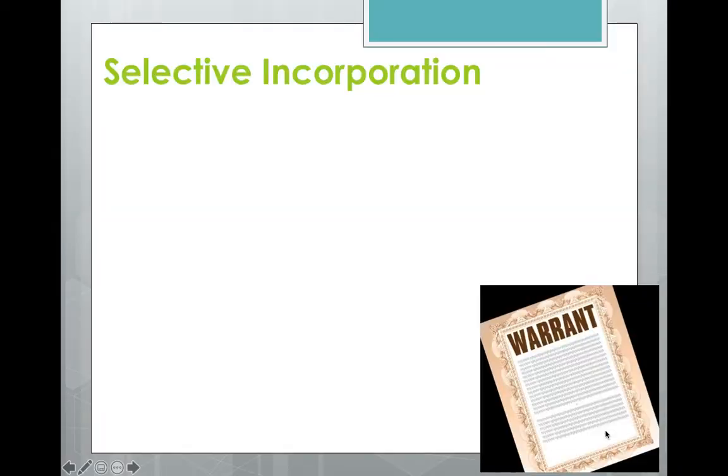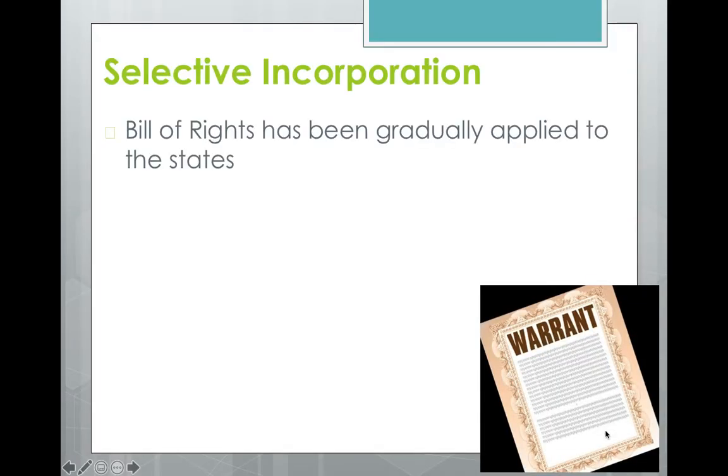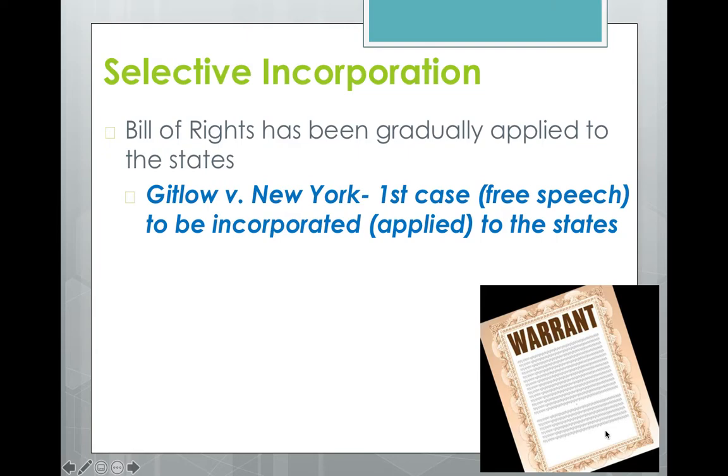So, selective incorporation. The Bill of Rights has been gradually applied to the states. The Bill of Rights originally only dealt with the federal government and restrictions on the federal government. However, the states have also been restricted in what the governments of the states can do to individuals. Gitlow versus New York was the first case, where free speech was incorporated, applied to the states. The basis is the 14th Amendment.